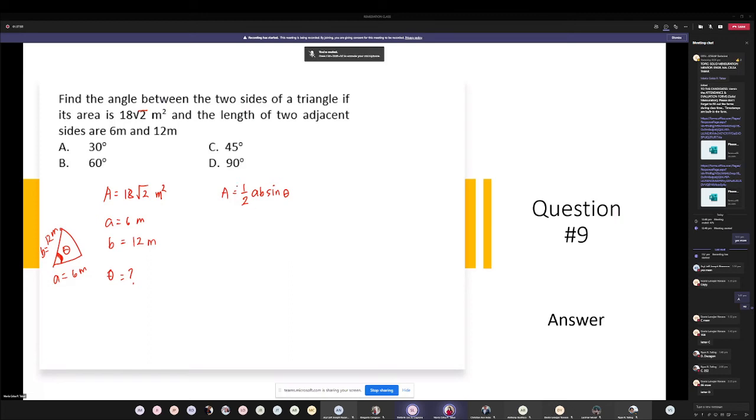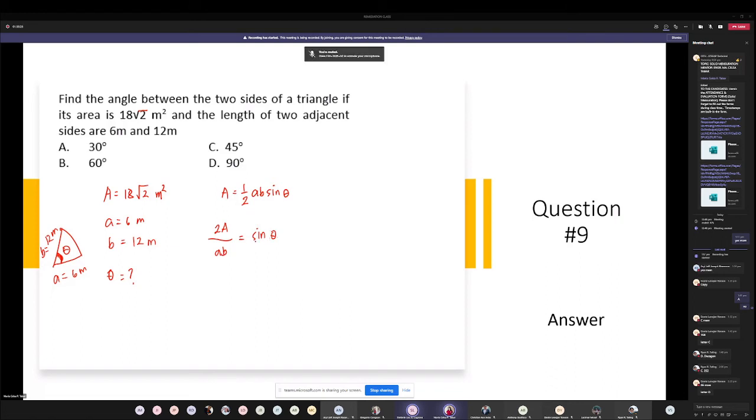So you can multiply the whole equation by 2, okay, and divide everything by AB so that what is left on the right side is only sine theta. Okay, hope you are still following? So algebra part: multiply the whole equation by 2, then divide by AB so that you have just this expression on the right side, sine theta.